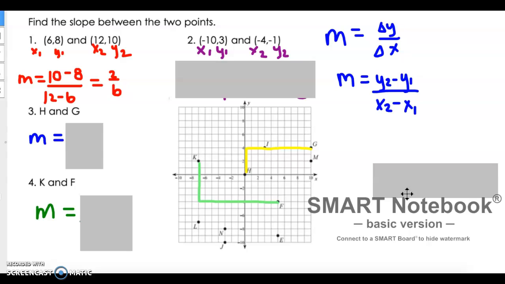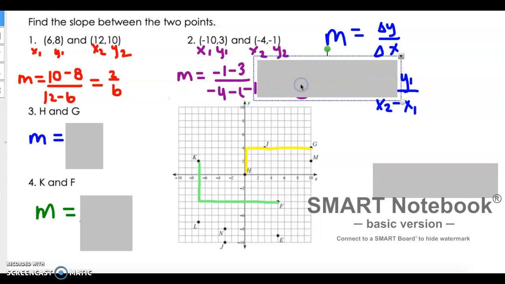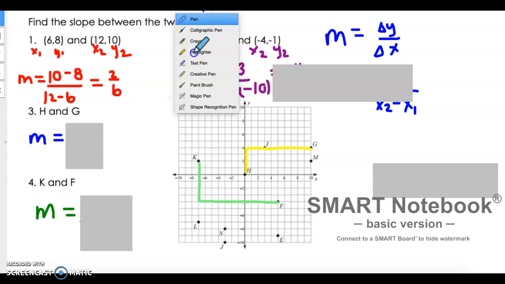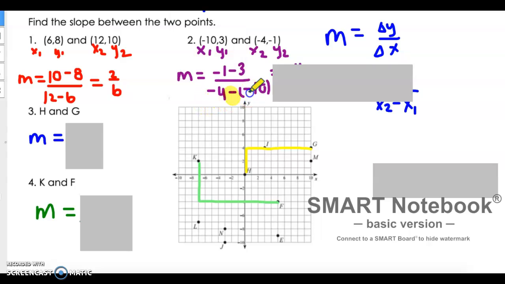For number 2, the ordered pair (-10, 3) and (-4, -1), we need to find the slope between those 2 points. We're going to use the same process. So first you want to go through and label x1, y1, x2, y2, and after you've done that, you're just going to substitute those values into the formula. So here, m, which is the slope, is equal to negative 1, which is y2, minus 3, which is y1, over negative 4 minus negative 10. You need both the minus sign that's in the formula and the negative sign on the negative 10. You need both of those.